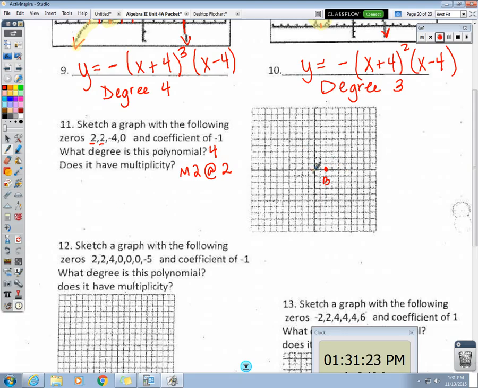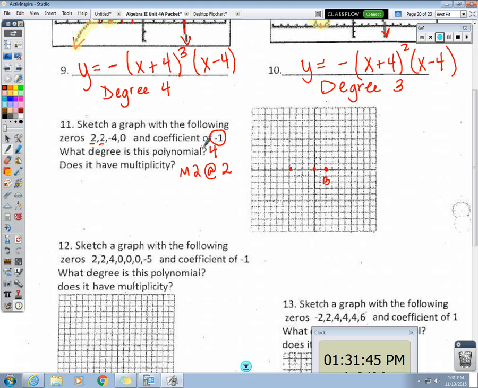The coefficient's a negative 1. So that means our graph is going to go down on the right. Is it going to go down on the left or up on the right? It's going down on the right. So what's it going to do on the left, up or down? How could you determine that?